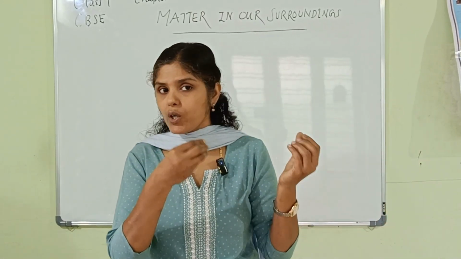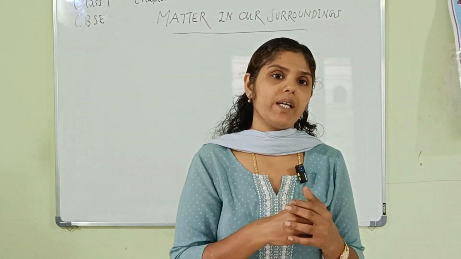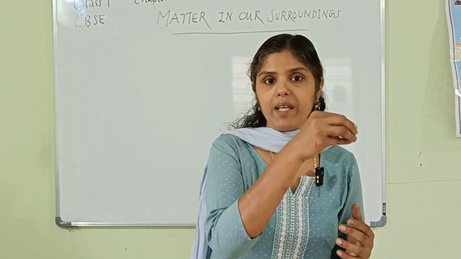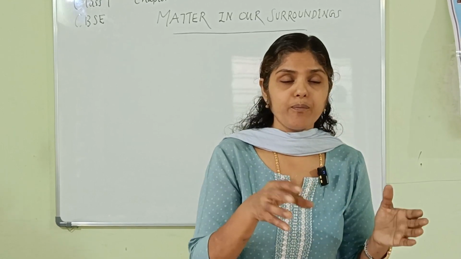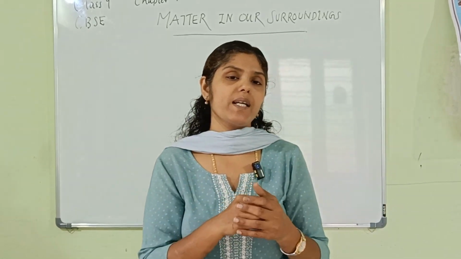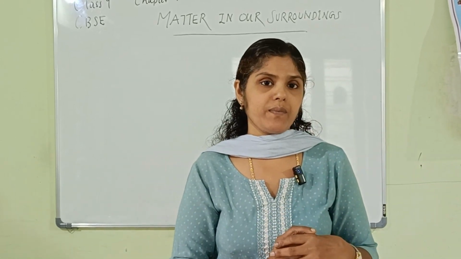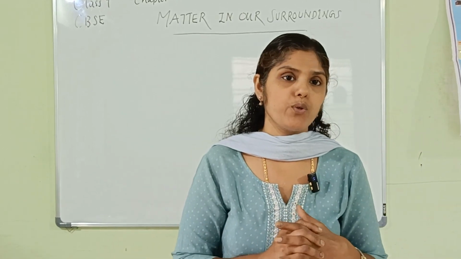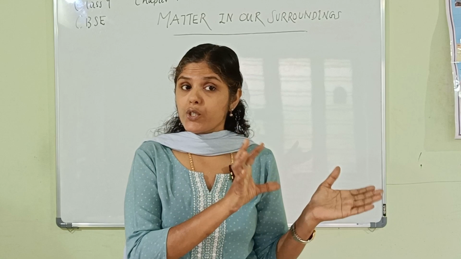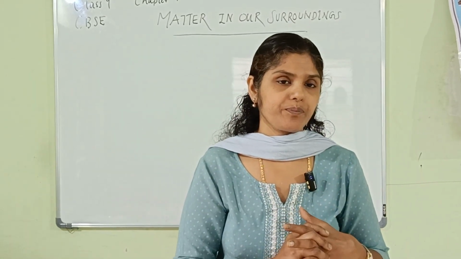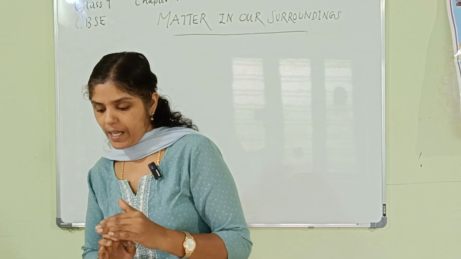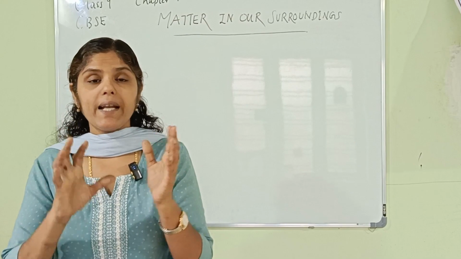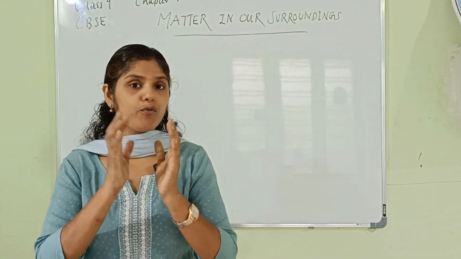So while we add sugar or salt to this water, what happens? The particles of the salt or sugar, which may be in solid form, occupy the space between the particles of the water, and that's why we are not able to distinguish sugar or salt from the water. So that's what we studied in the last class. That is intermixing of particles of two different types of matter.